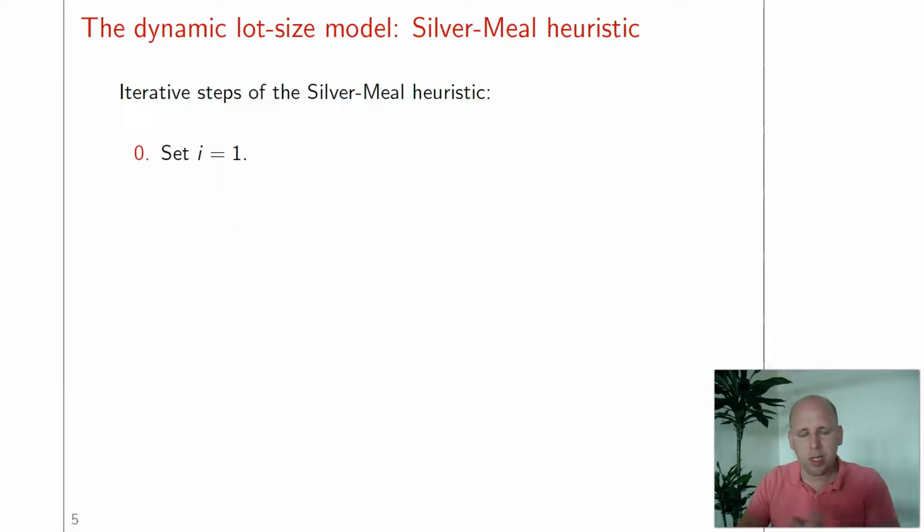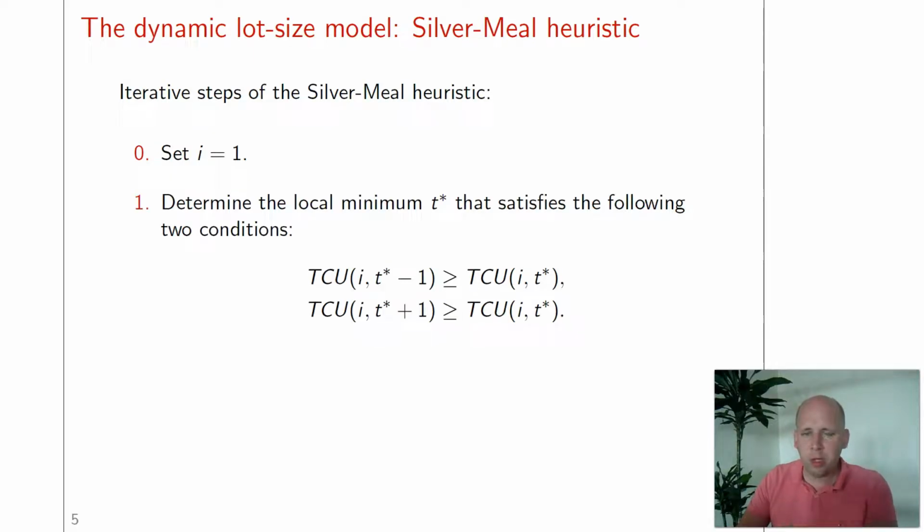And then this is how the heuristic works. We will start with the first period, and then we are going to add periods until we have found, or until we have realized that we have found, a local minimum. So maybe the cost per period of time is first going down, and then at some point it's going up again. Then we have seen that we were in a local minimum. And then we order for all those periods until we have reached that local minimum. So a local minimum is basically that the previous total cost per period was higher, and also that the next one is also higher.